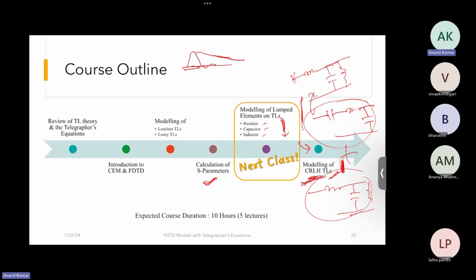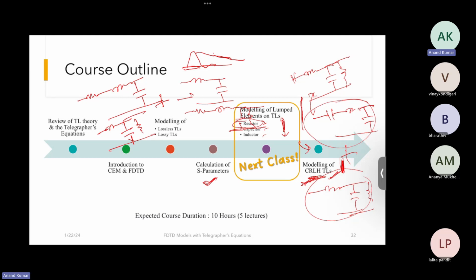Again, for a lossy transmission line, we have resistors over here, right? So this is a lossless transmission line. And a lossy one would be where you have a resistor over here, an inductor, and then there's a capacitor, and there is a resistor again in parallel with it. So we will cover these cases as well: a resistor in series with the transmission line unit cell, and a resistor in parallel with the transmission line unit cell. These two cases combined can give you the lossy transmission line.